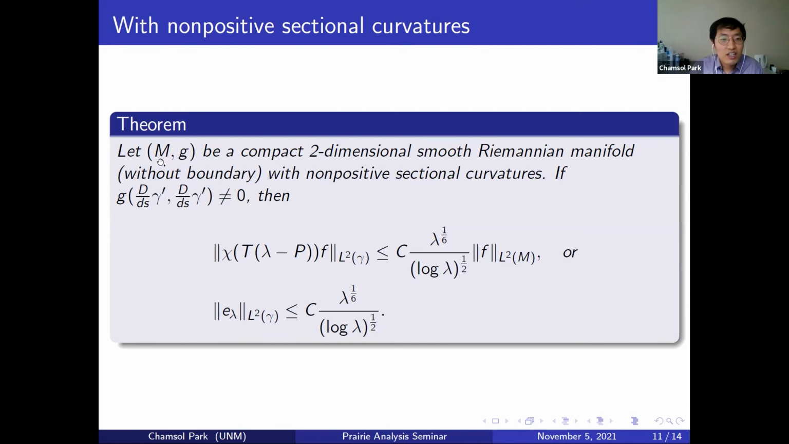Okay, so let's say that (M, g) is a compact two-dimensional smooth Riemannian manifold without boundary with non-positive sectional curvatures. And let's say that gamma has non-vanishing geodesic curvatures, then we are going to get this bound. Previously, in Burq, Gérard and Tzvetkov's and Hu's version of this, it was just lambda to the power 1/6, but I was able to get another decrease in the denominator, which is a power of log lambda. So we can get a better bound compared to the previous one if we assume non-positive sectional curvatures in the ambient manifold.